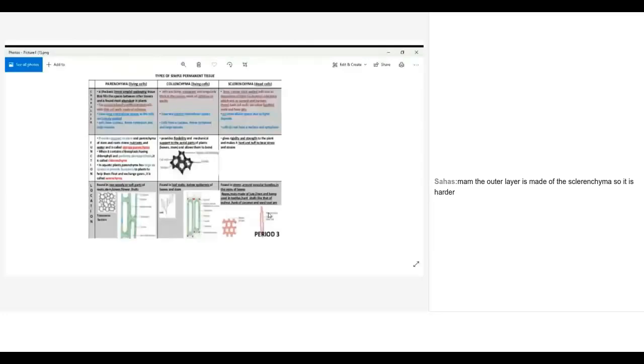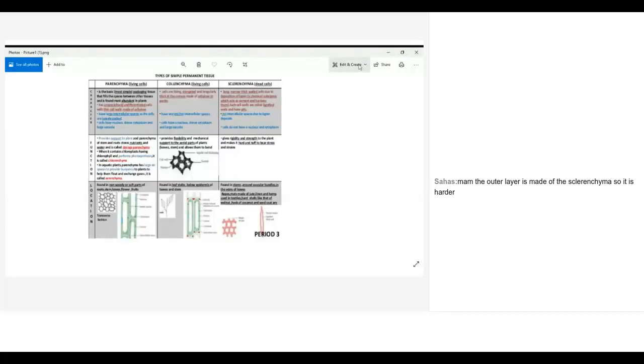So here, this is the parenchyma, which is made up of living cells. Collenchyma is also made up of living cells. Then you have sclerenchyma, dead cells. Okay. So parenchyma is the basic packing material.